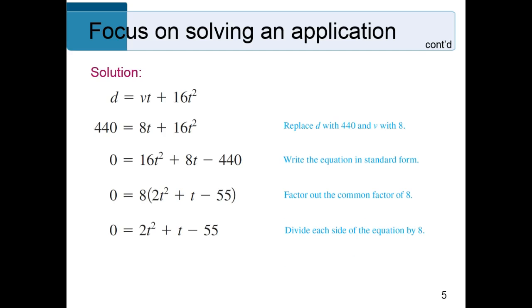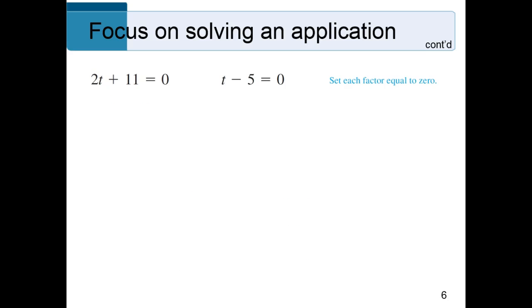See, they did it at that point. They said, well, let's just divide both sides by 8. Well, 8 divided by 8 is 1, and 0 divided by 8 is 0. So now you're left with that. Now you don't have to worry about the 8 anymore. Okay, now they factored that one to be 2t plus 11 times t minus 5, just like you did. And then they said each of them equal to 0, just like you did. And that gave you 2t is equal to negative 11, t is equal to 5.